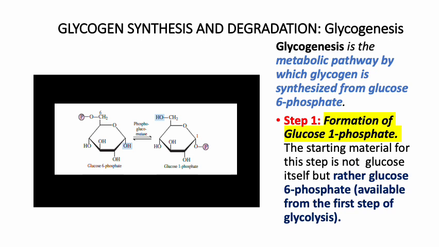Now, glycogenesis involves three reactions. The process starts with a substance called glucose 6 phosphate, which, if you remember, is an intermediate product in step one of glycolysis, so it is available from the first step. The enzyme phosphoglucomutase changes the 6 phosphate into 1 phosphate. So step 1 involves the formation of glucose 1 phosphate.